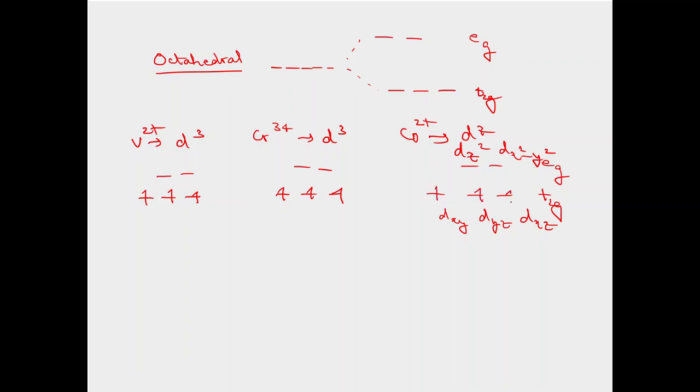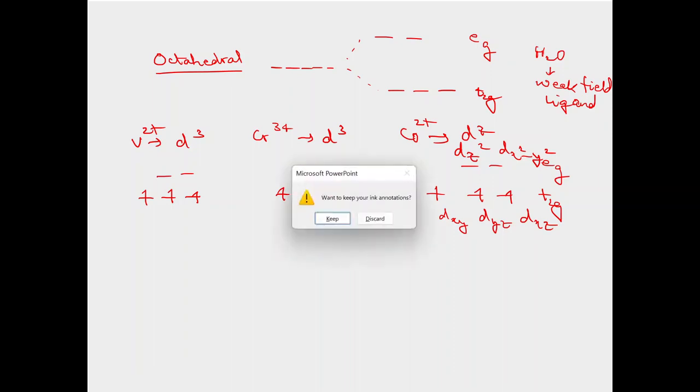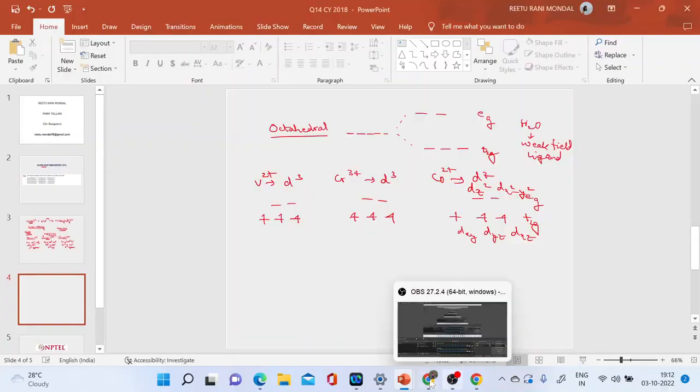Now we know that water is a weak field ligand. Since water is a weak field ligand, will this complex be high spin or low spin? Anyone? High spin, ma'am. Yes, so it will be a high spin complex. That's why.